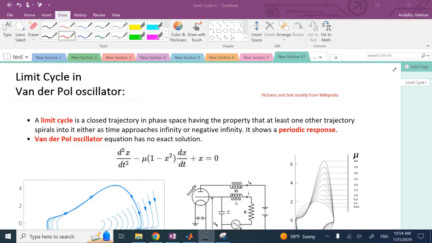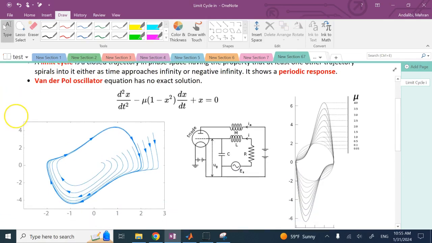Hello everyone. In this video we are going to talk about another phenomenon that is observed in nonlinear systems, and that is called the limit cycle, which is a periodic behavior, a closed loop trajectory in the state space, in the phase space of the system, and it can be stable, unstable, or semi-stable.